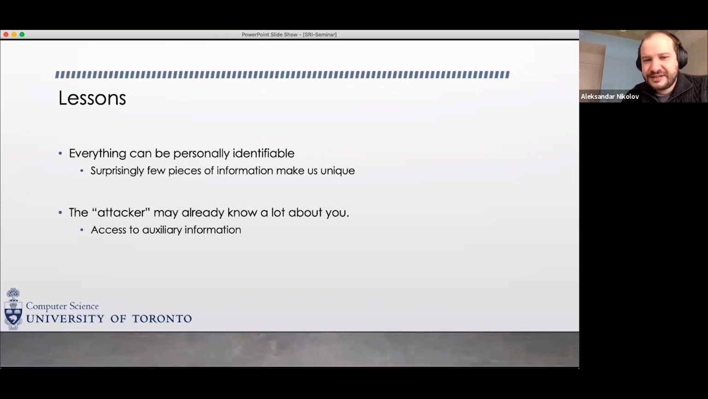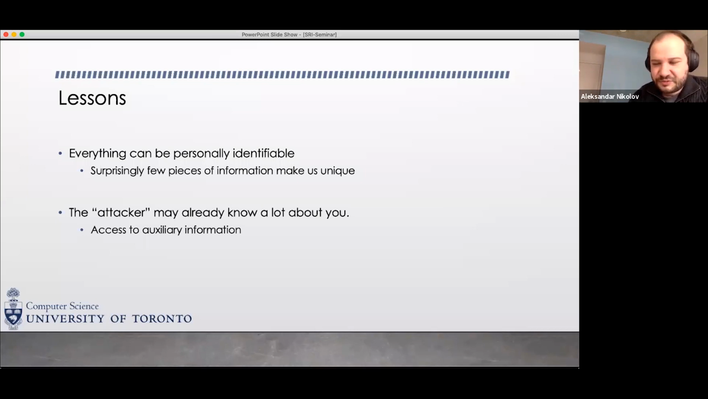Another important lesson here is that the person who's attacking you is already invested in attacking your privacy. If they're already invested, they probably already know a lot about you, and they can leverage what they know to make it easier to carry out the attack. And you don't really know what exactly they may know. Related to that, it's hard to say what is person identifiable, because what also matters is who is doing the identifying and what they already know about you.